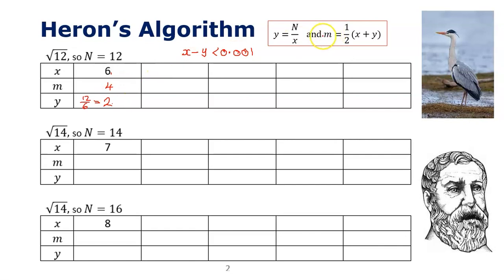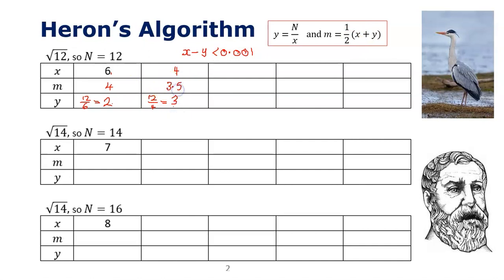And now basically my x becomes my m, so my x is now 4. And I do this whole process again. I do n divided by x. 12 divided by 4 is 3. So that's 12 this time divided by 4 equals the 3. Now, again, I now work out my value of m, half of x plus y. 4 and 3 is 7. Half of that is 3.5.